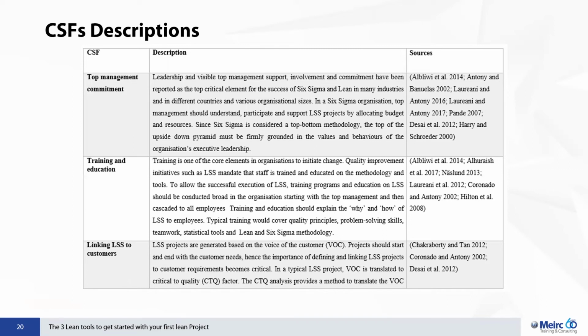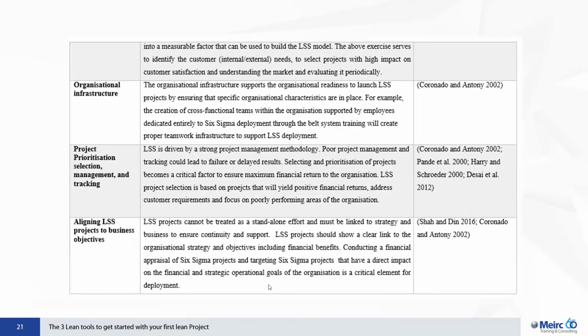Understanding how the voice of the customer links to our projects is critical. So we conduct an exercise called the transformation of voice of the customer into CTQ, or critical to quality. This is a very important step that we need to do at the beginning of any project. Then we can continue with the other factors, including organizational infrastructure and aligning the Lean Six Sigma project to business objectives. There's lots of discussion that can happen under each of these critical success factors. Maybe in the future, I can take one of them and focus on best practices for project prioritization, selection and management, which we discuss in some of our training, especially the green belt and black belt training.